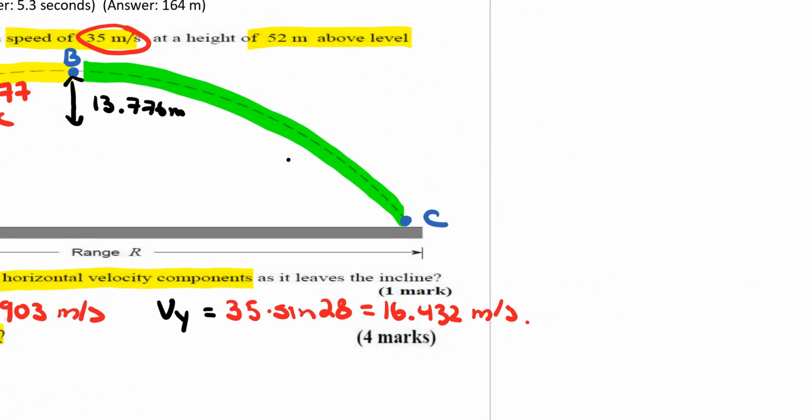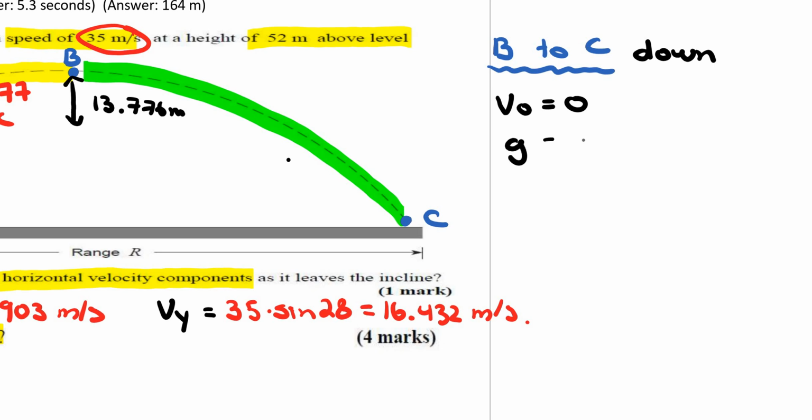Okay, now let's look at this projectile from B to C. And from B to C, we're going in the downwards direction, right? And since we're falling down from B to C, our initial speed is always going to be equal to 0. Our acceleration due to gravity is going to be positive 9.80 meters per second squared. And then we can also find the total distance traveled from B to C.